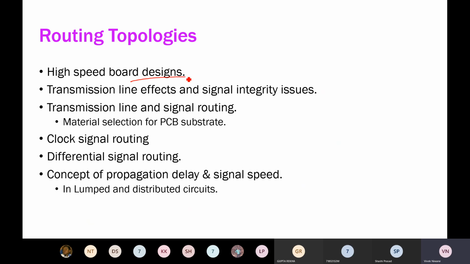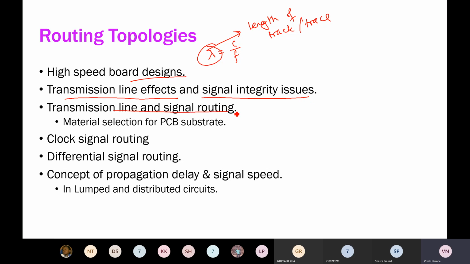Then high speed board design. Whenever we are dealing with high speed, we have to consider the lambda relation, which is nothing but c upon f. c is the speed of light and f is the frequency of operation of that particular track, and this decides the wavelength, and wavelength is going to decide the length of the track. Okay, length of the track or trace, both important. Whenever we do have high frequency, then we do have transmission line effects and signal integrity issues. Transmission line and signal routing becomes very critical when we are designing a PCB like a motherboard for a computer.